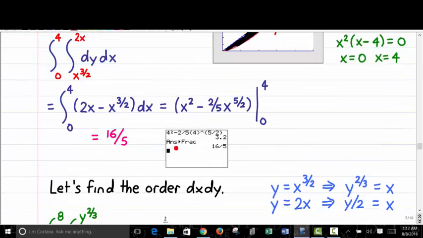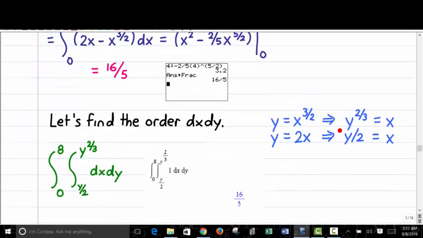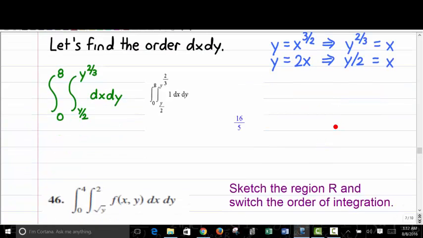And I worked it out up here and got 16 over 5, but then I didn't work it out. I could have, I just didn't. But I just let Maple do it to verify it was 16 over 5. So that's a good chance that probably means my setup is correct.